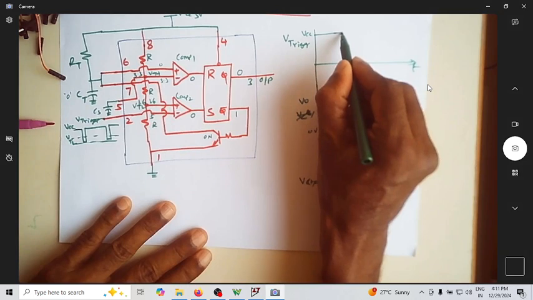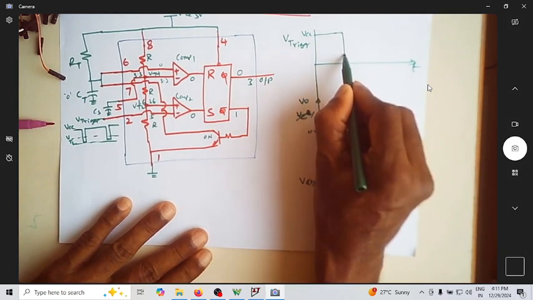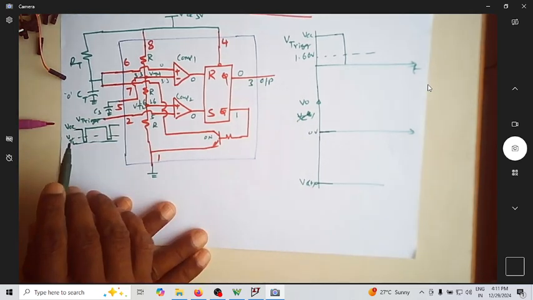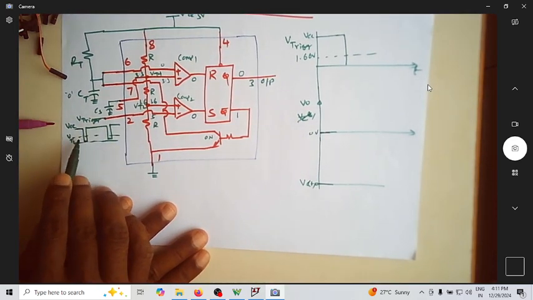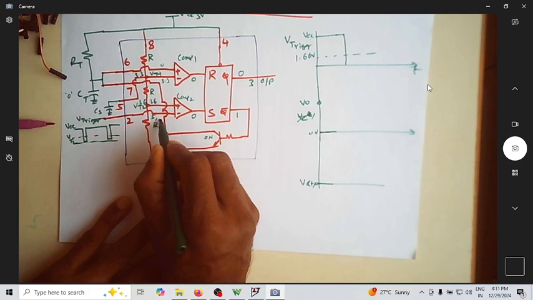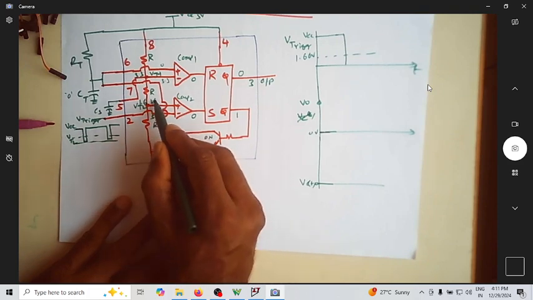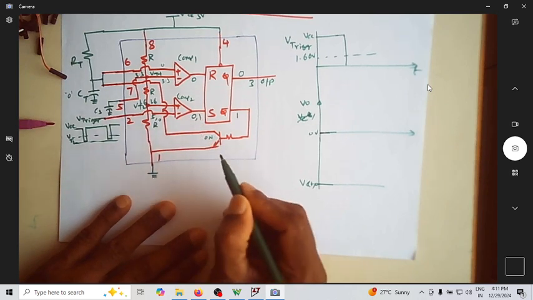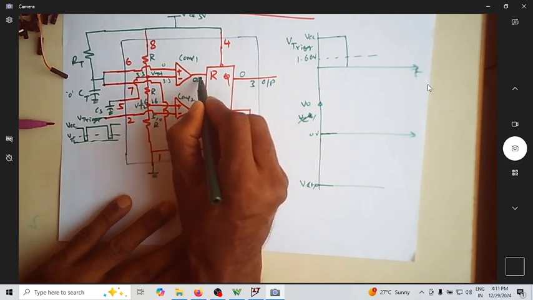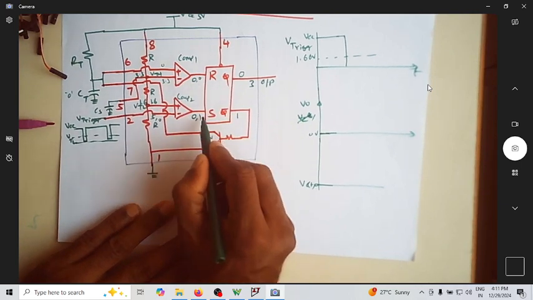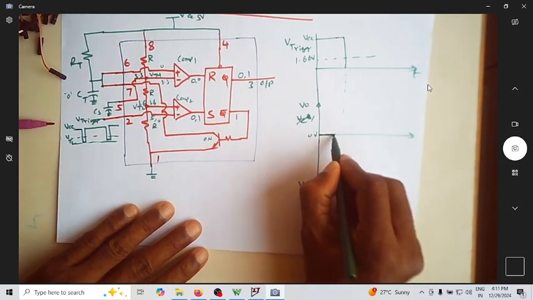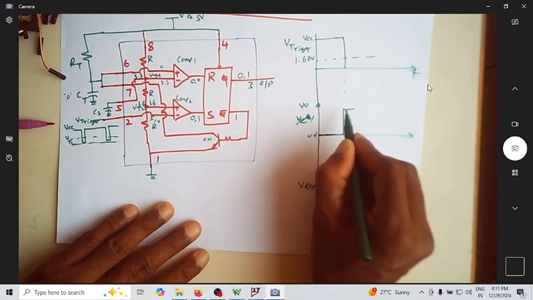So let us assume that I give a signal which goes less than VTL. You can see I have a VTL voltage which is 1.66 volt. If the voltage at pin number 2 goes less than 1.66, so now, when this voltage is assumed to be 0 volt, when this is below 1.66, this naturally becomes high. So now this is high. Of course, this is still 0. When it is 0 and this is 1, it is going to set the output. So now the output immediately goes to VCC.